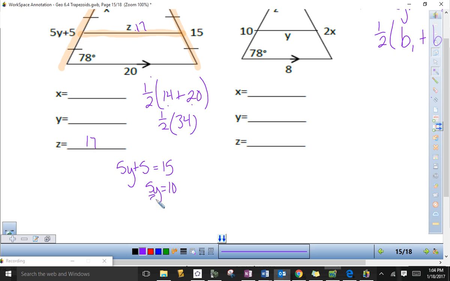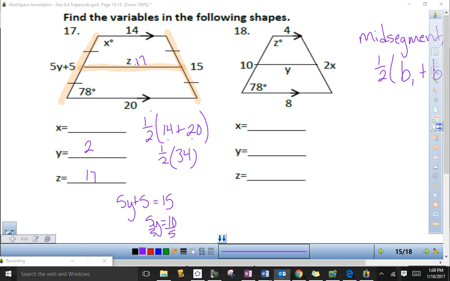And then just divide by 5 on both sides. So we've got our y being 2. Last thing we have to look at is x. Notice in our picture, x is an angle, so we have to think about what we know about trapezoids' angles.